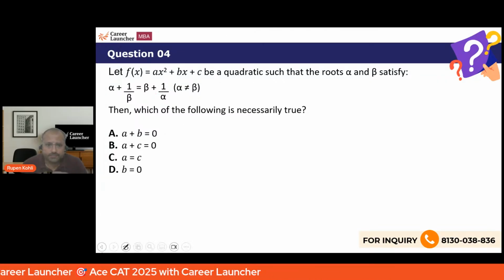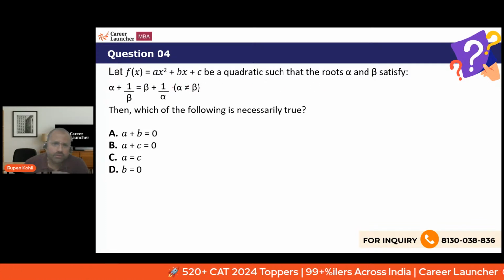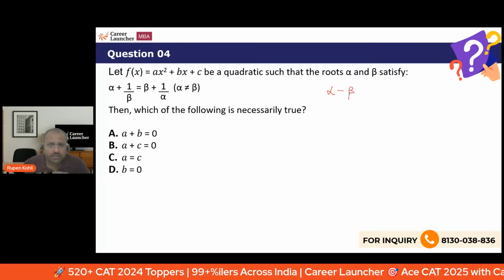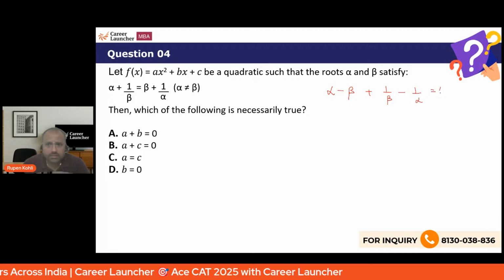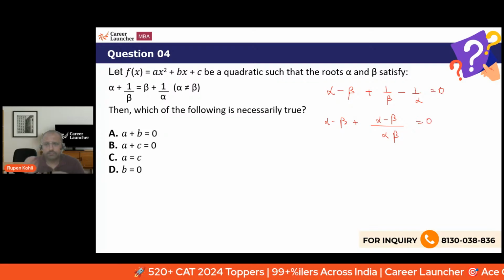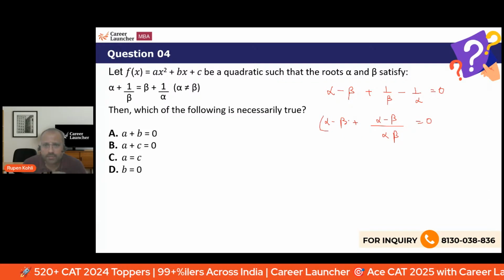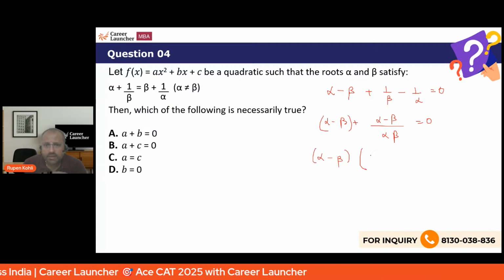All right. So obviously we have to work on this. Let's simplify this. Let's bring all the terms on one side first. Alpha minus beta plus 1 by beta minus 1 by alpha is 0. Okay. So alpha minus beta plus (alpha minus beta) over alpha beta is 0. Right. Okay. So alpha minus beta looks to be common from here. So I can say that alpha minus beta times 1 plus 1 over alpha into beta is 0.